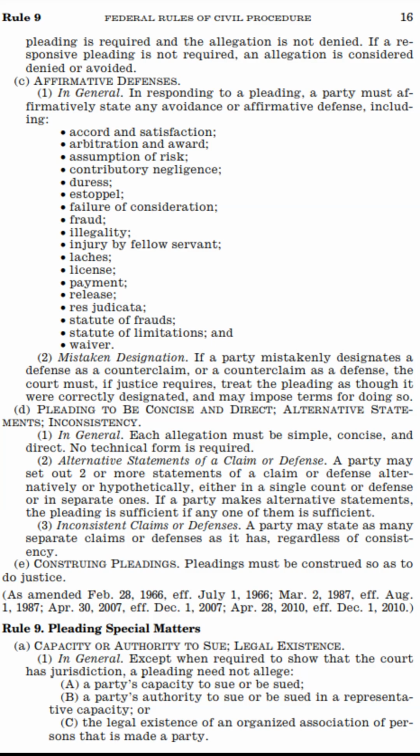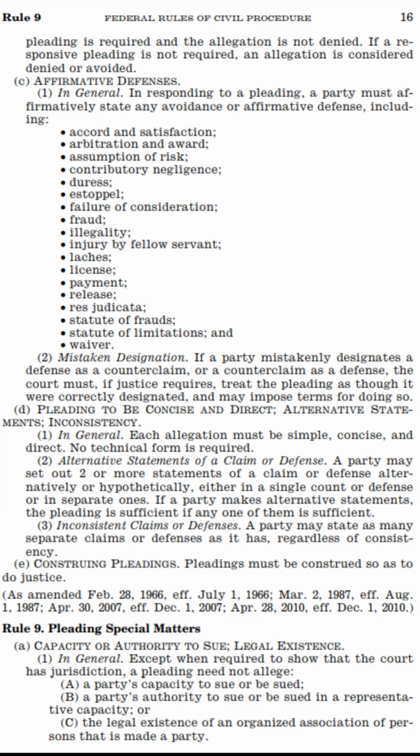2. Mistaken designation. If a party mistakenly designates a defense as a counterclaim, or a counterclaim as a defense, the court must, if justice requires, treat the pleading as though it were correctly designated, and may impose terms for doing so.